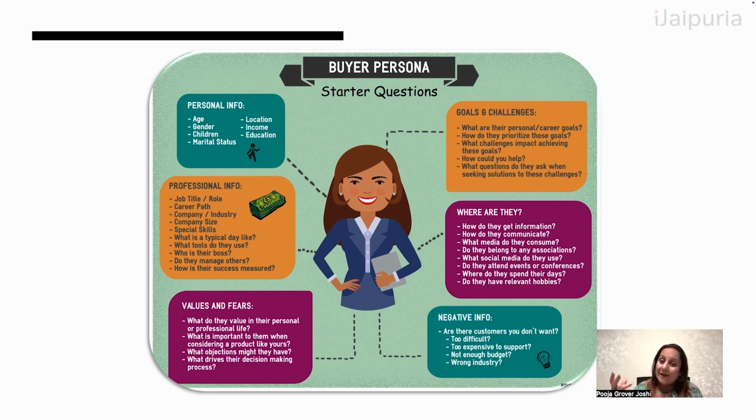Then, where are they? How do they get information? How do they communicate? You'll try and check where is my target audience. Is the target audience available in the digital space? If yes, where in the digital space? How will you come to know that? What are their likes? Where do they like spending time, right? What media do they consume?